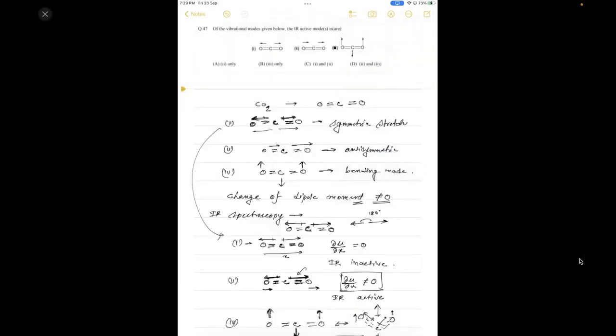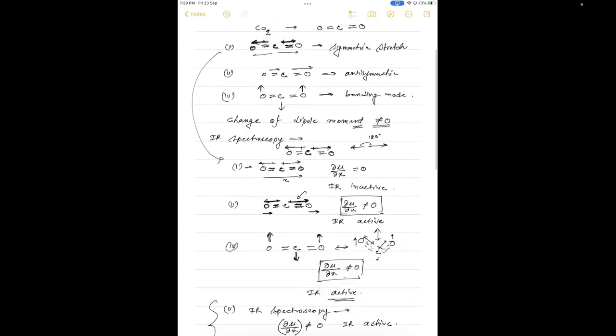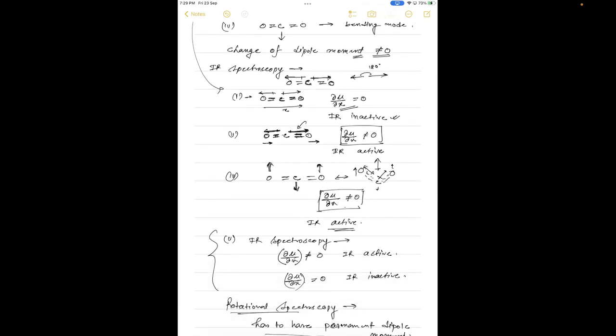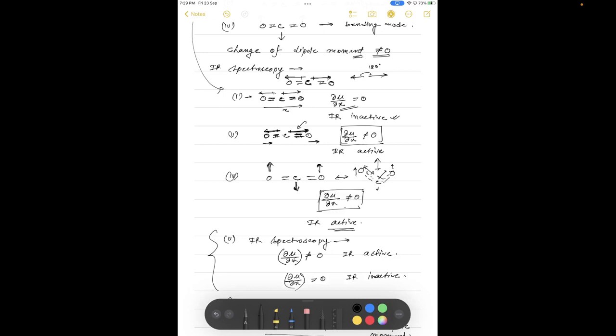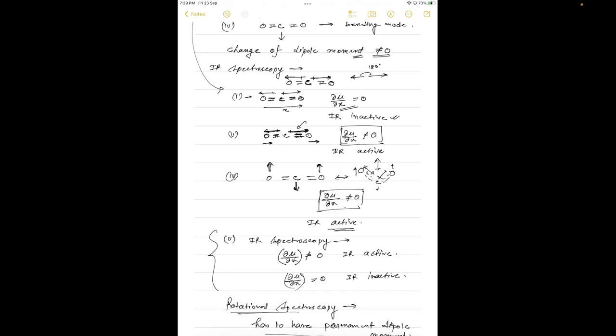So these dipole moment vectors are equal in magnitude and opposite in direction for the symmetric stretch. That's why the change of dipole moment due to the symmetric vibrational motion is zero. So the change of dipole moment for the symmetric vibrational motion is zero. So that's why this mode is IR inactive. Now the second option is the antisymmetric stretch.